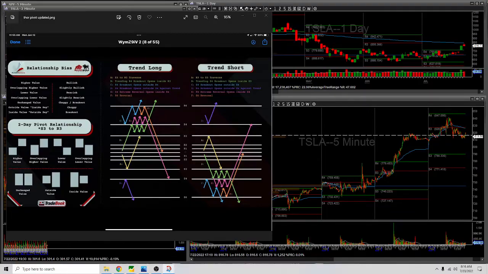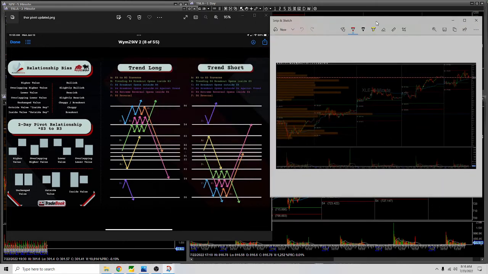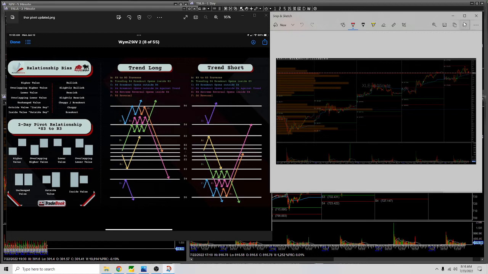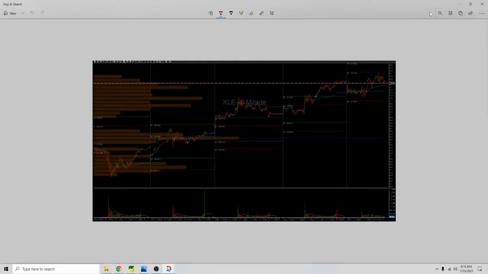Next trade. Let's do it. XLE. This was a fun trade. Man, I know this is small. I apologize. Let's just see if we can do it without the pivot cheat sheet. Let's do that.